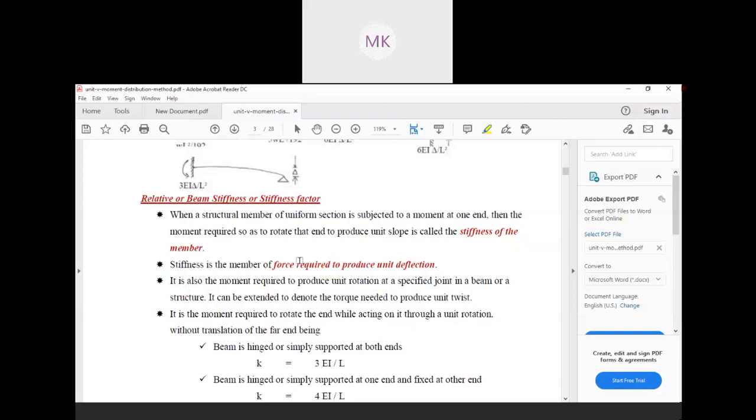So what is this actually? Basically, if we apply a moment at the support of any beam, then to resist that moment, another moment is generated against it, and that is nothing but the stiffness of that member. So stiffness is the force required to produce unit deflection. It is also the moment required to produce unit rotation at a specified joint in a beam or a structure. It can be extended to denote the torque needed to produce unit twist.